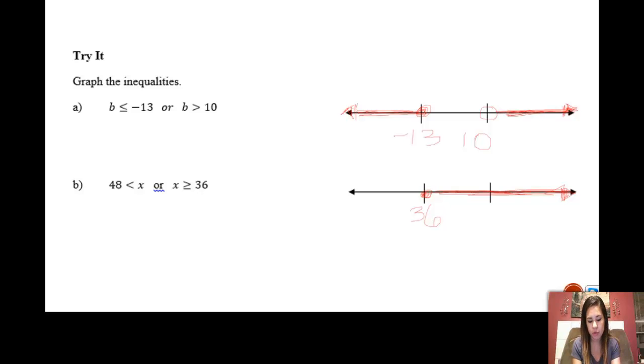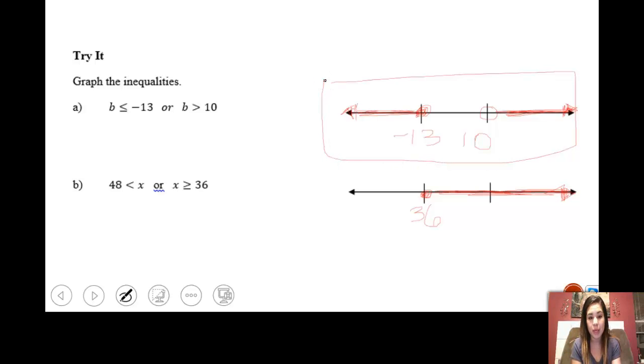Okay, guys, so hopefully you're able to solve both of these. For the first one, we first graphed that b is less than or equal to negative 13, and we did a closed circle, and then b is bigger than 10, and it's an open circle. So this is how the final graph would look.